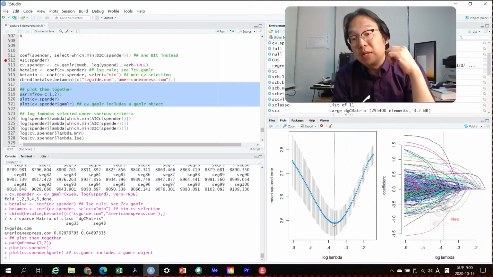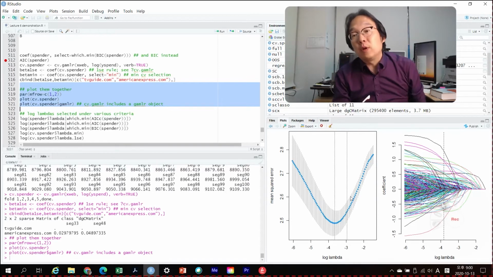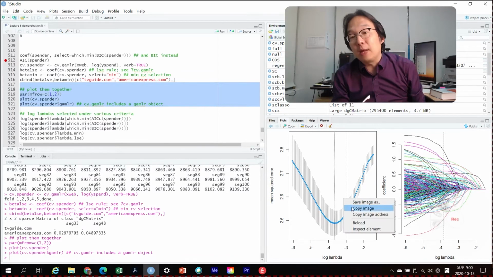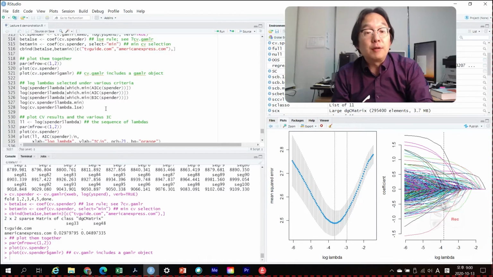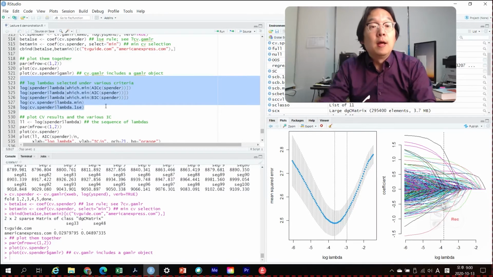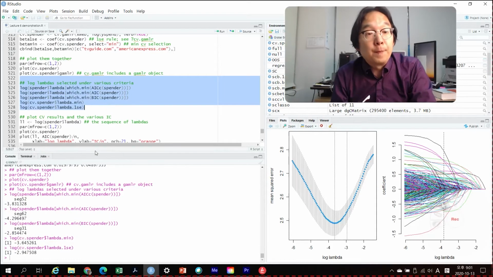You want to take the minimum point of MSE and then one standard error away from it, to be more conservative. This is the cutting point where you say, this is the number of variables that I want to stop at. So that's that. And then the right-hand side is our lasso path plot of those betas, starting from the rightmost and going to the left, and log lambda selected under various criteria, like this.